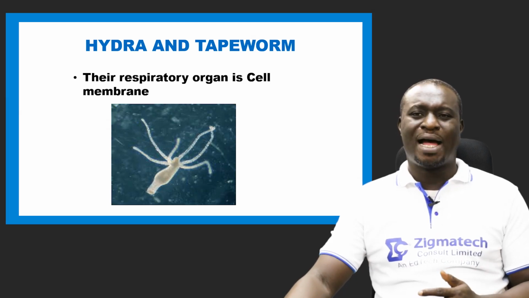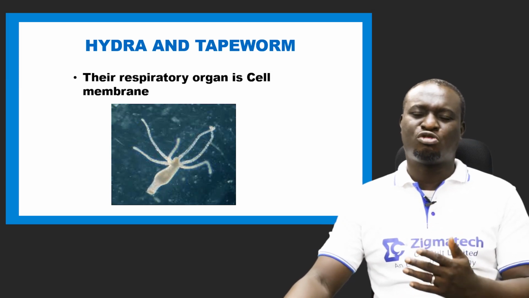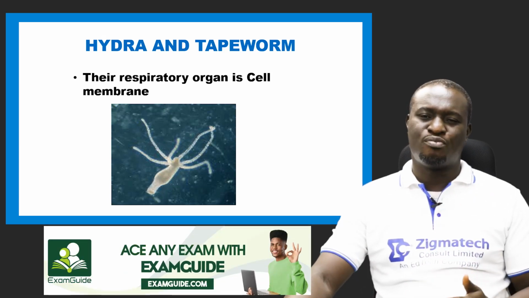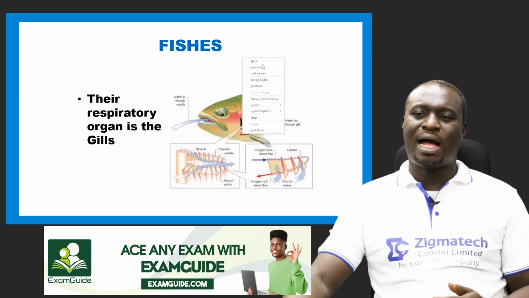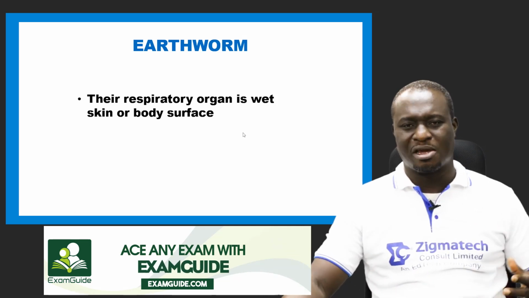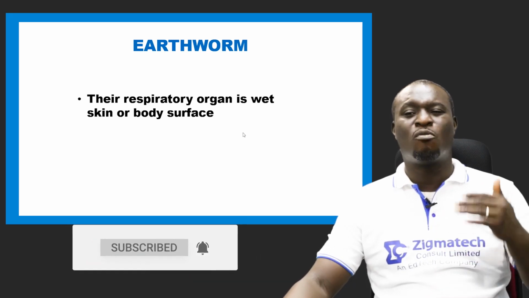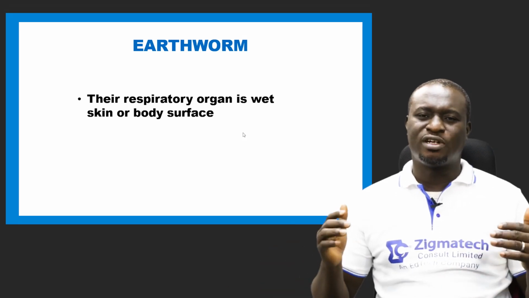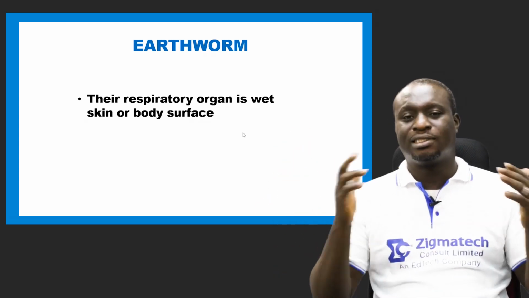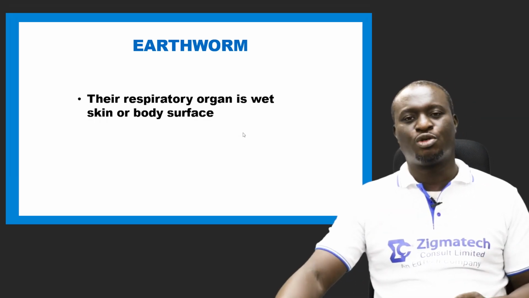Another organism we have is hydra and tapeworm. The respiratory surface of hydra as well as tapeworm is their cell membrane. We also have the earthworm. The respiratory organ of the earthworm is its entire body surface. In fact, it is called wet skin because the skin of the earthworm is usually wet. You can say it is the wet skin or the entire body surface of the earthworm that is referred to as its respiratory organ.